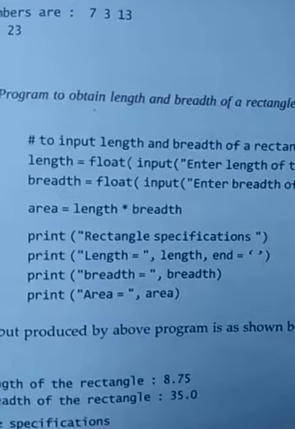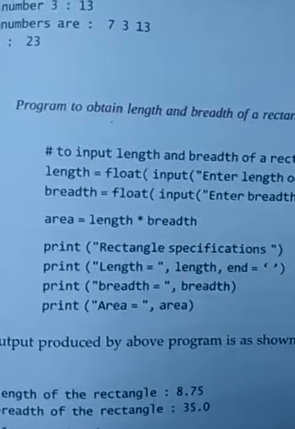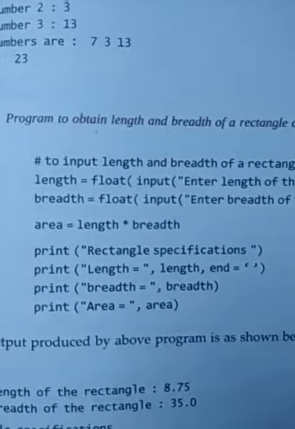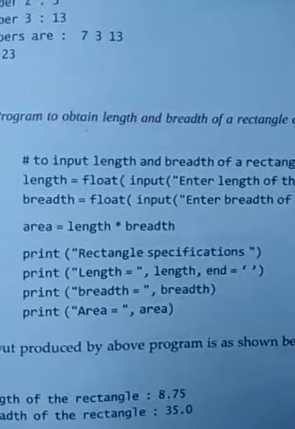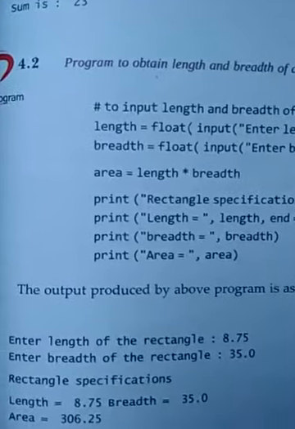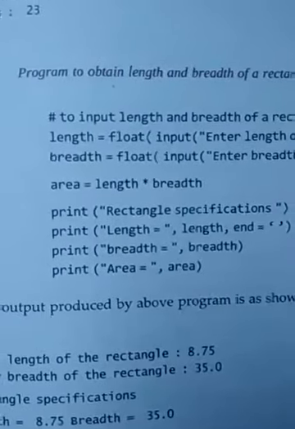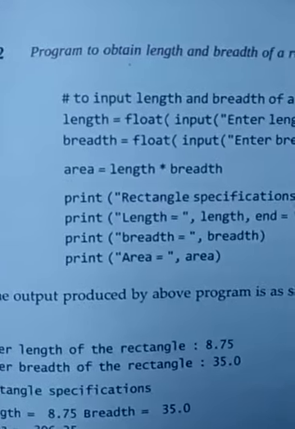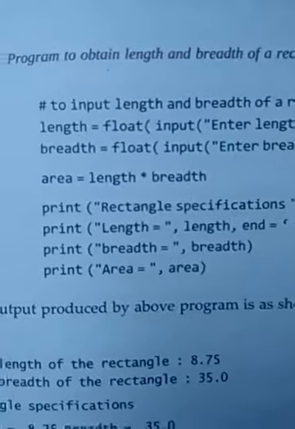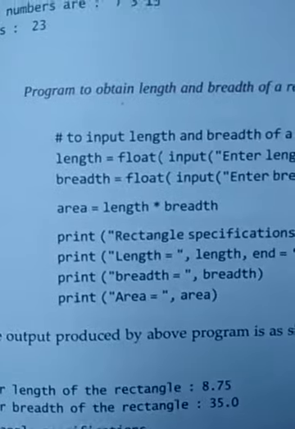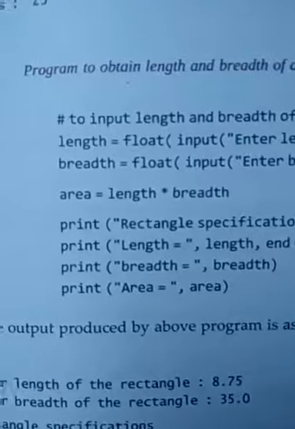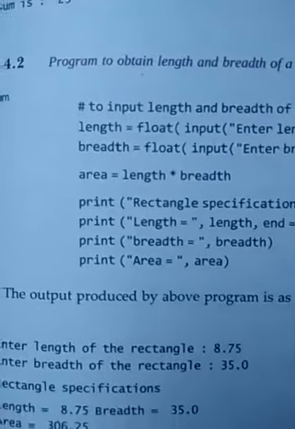Now first we are printing the values on the same line, using two statements on the same line. So "Rectangle specification length =", length, comma, end equal to empty. So the second statement will be displayed on the same line. So "breadth =", breadth, and after that the area will be displayed on a different line: "Area =", area. If we do not give the message inside the print statement in inverted commas, only the value will be displayed and the message will not come.